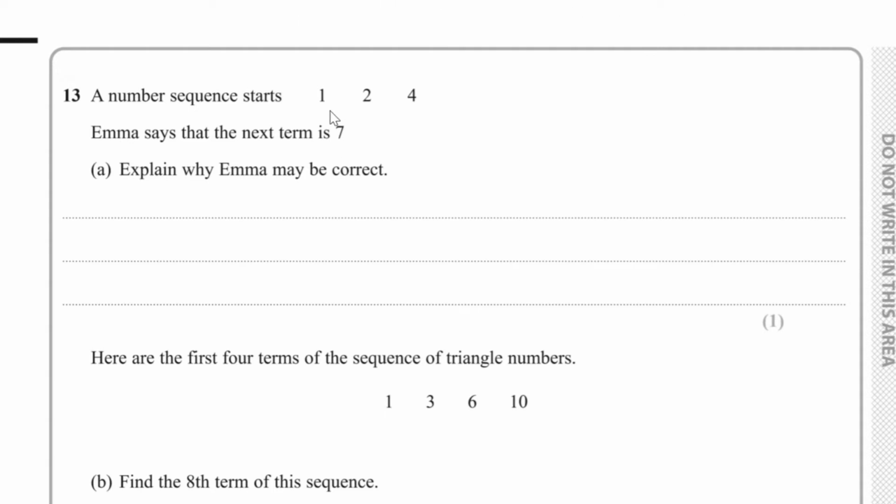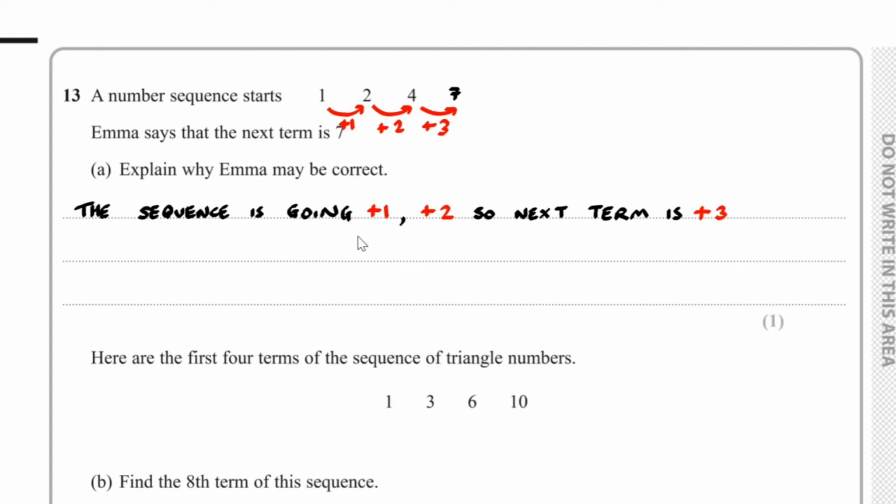Well, to go from the 1 to the 2, I add 1. To go from the 2 to the 4, I add 2. And so, here I would add 3 to get 7. So that's one possible way it could work. And so when we come to write down a reasonable explanation, the sequence is going +1, +2, and so on and so forth. And so the next term is +3.